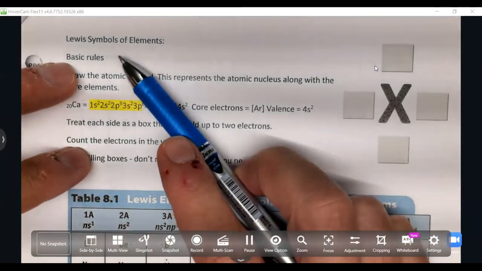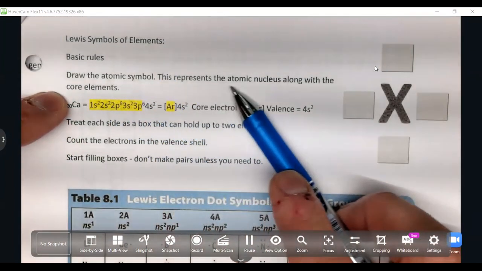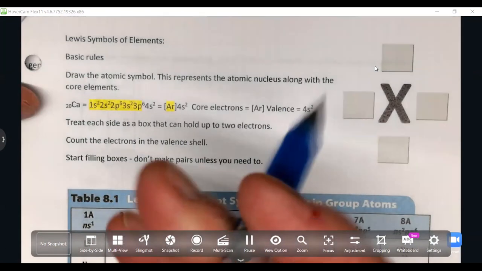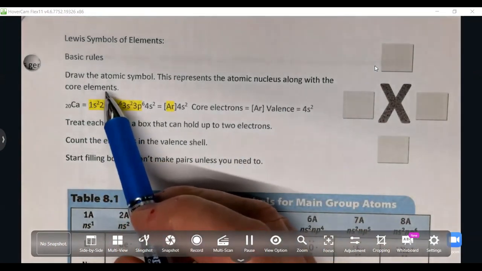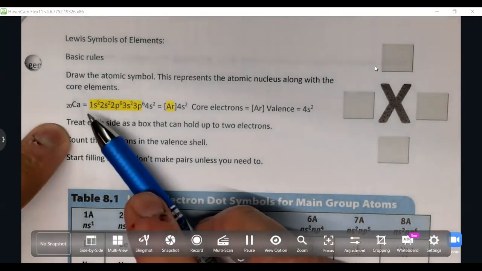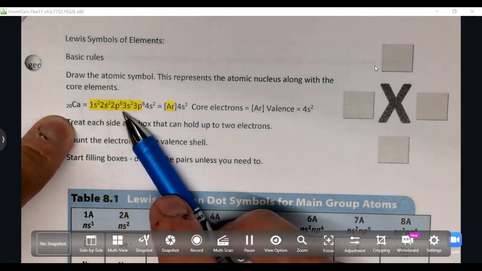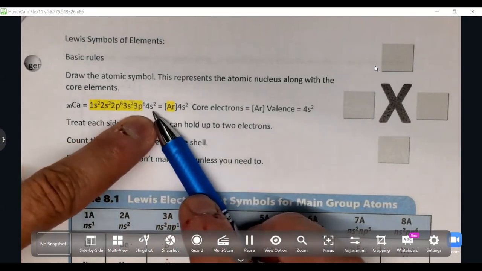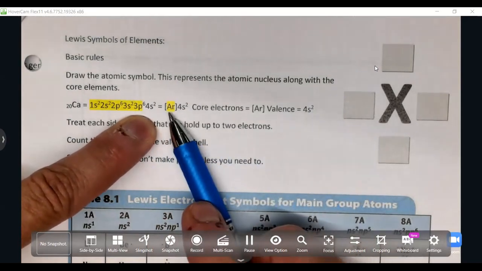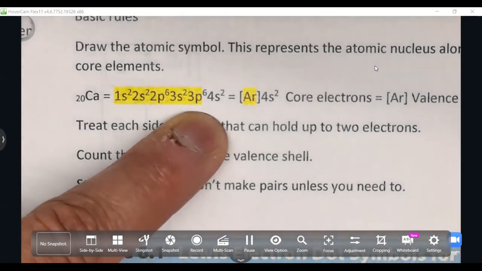So Lewis structure, Lewis symbols of elements, basic rules. Draw the atomic symbol. This represents the atomic nucleus along with the core electrons. What are the core electrons? Just the ones that aren't valence electrons. They're the closer ones to the nucleus. So we do the electron configuration notation of calcium, 1s2, 2s2, 2p6, 3s2, 3p6, 4s2. Well, the core electrons are what I have in yellow here. Those are the non-valence electrons.